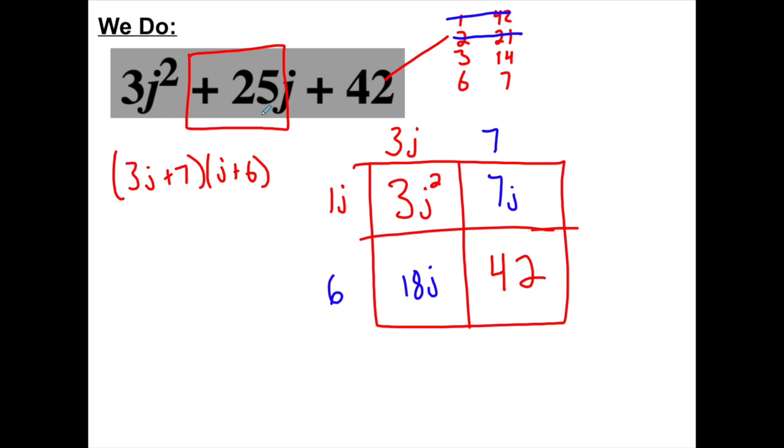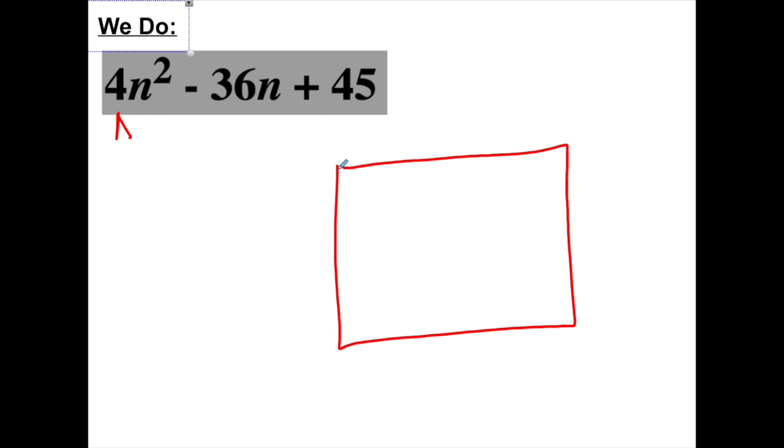All right. Now I'm going to move on to this one right here. This is another one for us to do. And this one's a little bit more complicated because look at what we're leading with. We're leading with a 4. So remember, we build our box first. And then what's the first 2 things I put in? What goes where first? The 4n squared. And then what goes next?